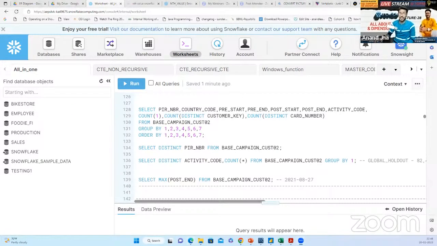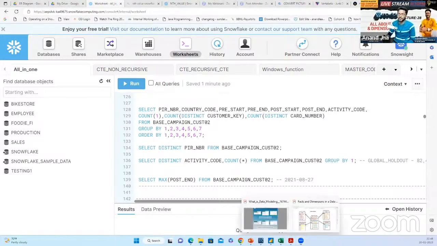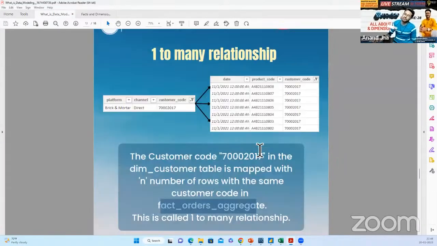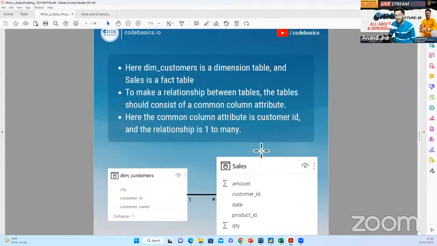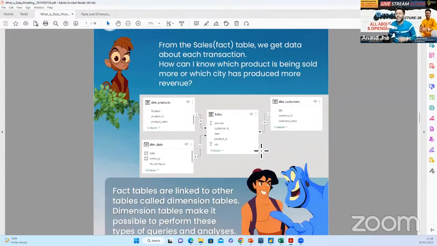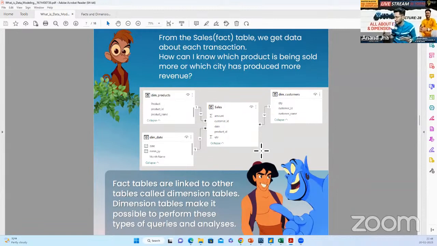Okay. So this was a very important concept which I wanted to discuss with you all about facts and dimension tables. I hope I have made clear what a fact table is, what a dimension table is, and how these are interlinked to each other.